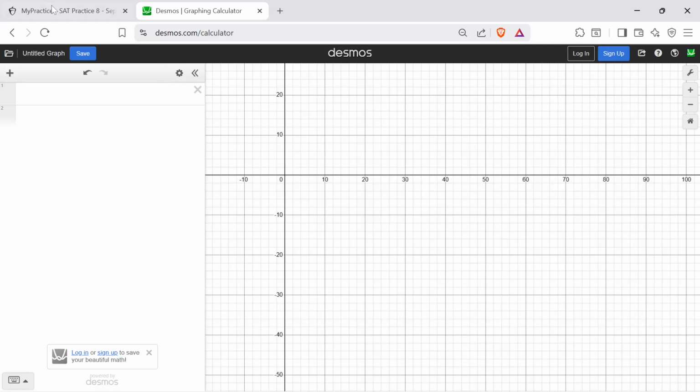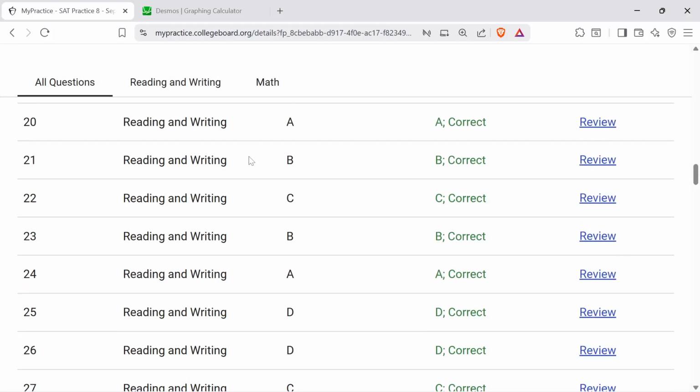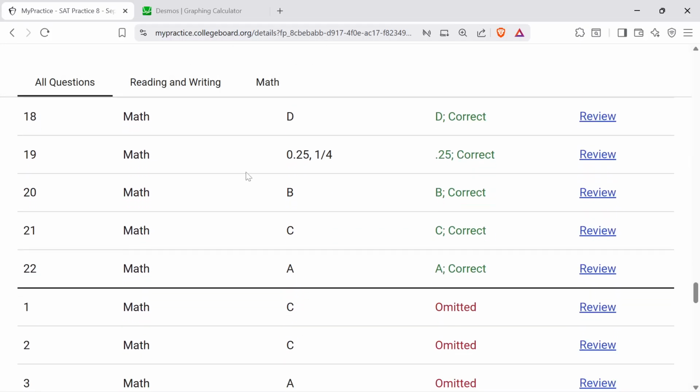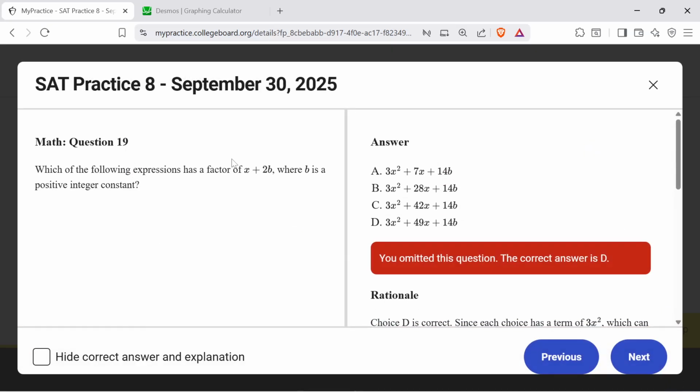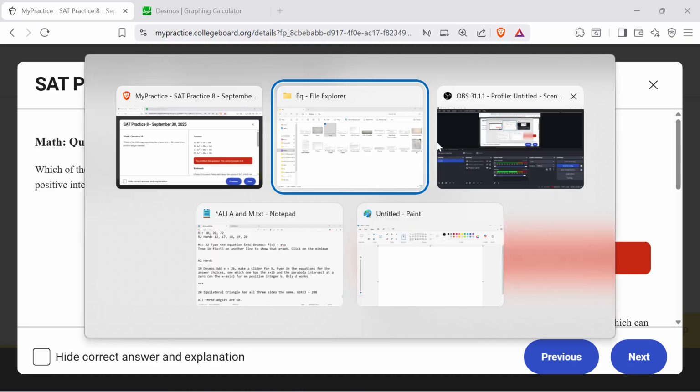And now I have to do module 2, and I believe it's question 19. Yes. Which of the following expressions has a factor of x plus 2b, where b is a positive integer constant? And then it's got these different quadratic equations, polynomials.